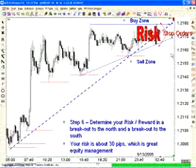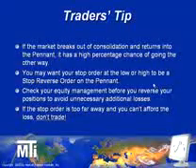Look at your risk. Overall, this is pretty good risk. These are 10 pips. So this offers great risk potential reward on this chart. Now, if the market breaks out of consolidation and returns into the pennant, it has a high percentage chance of going the other way. You may want your stop order at the low or the high to be a stop reverse order on the pennant. Check your equity management before you reverse your positions and avoid unnecessary additional losses.